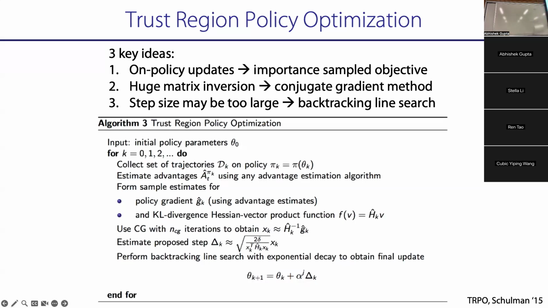So I just copy pasted this from John's paper. But essentially, the only three things that are really happening here are those three things. So policy gradient to natural policy gradient is just steepest descent under a different norm. Natural policy gradient to TRPO is just do importance sampling, don't do matrix inversion, do conjugate gradient, and then do backtracking line search. So those are the three changes.